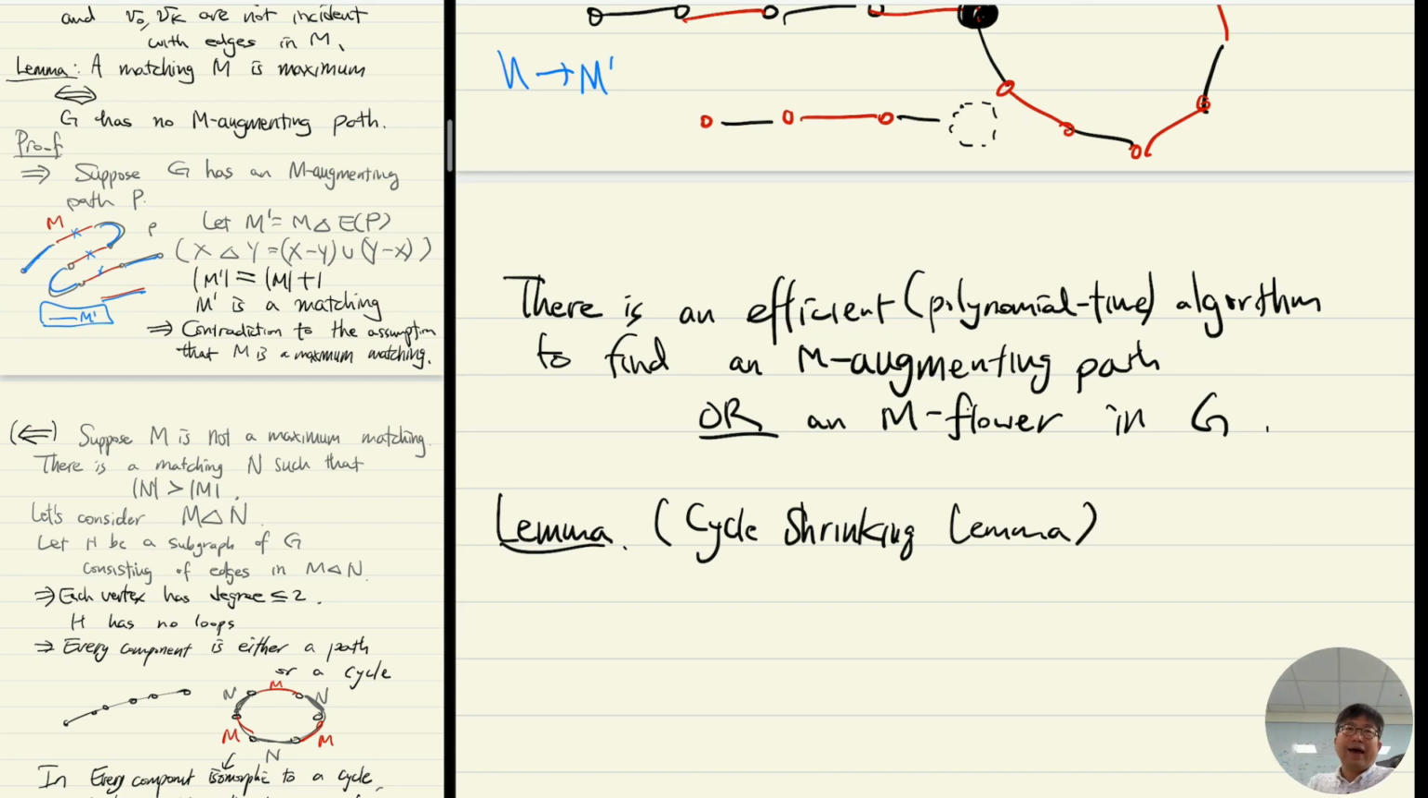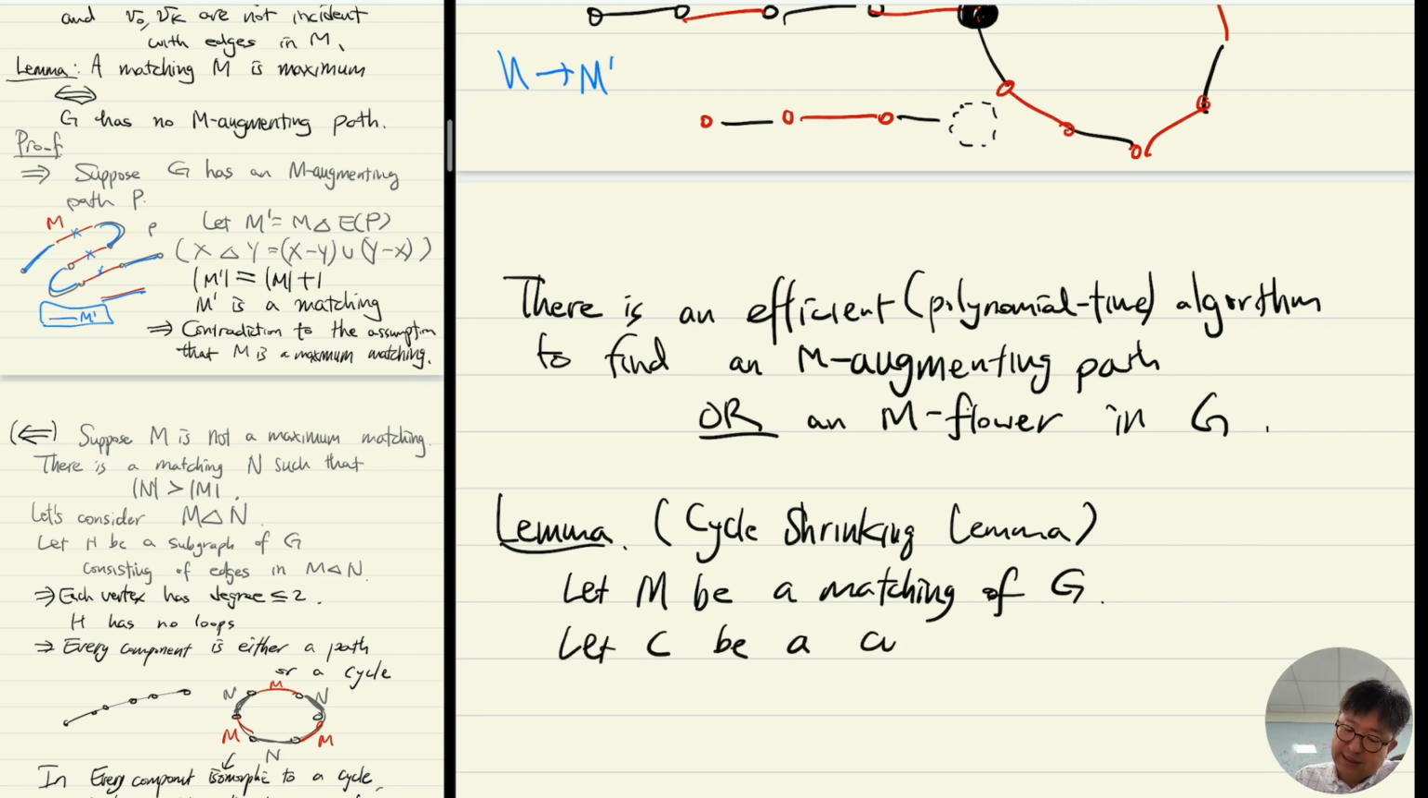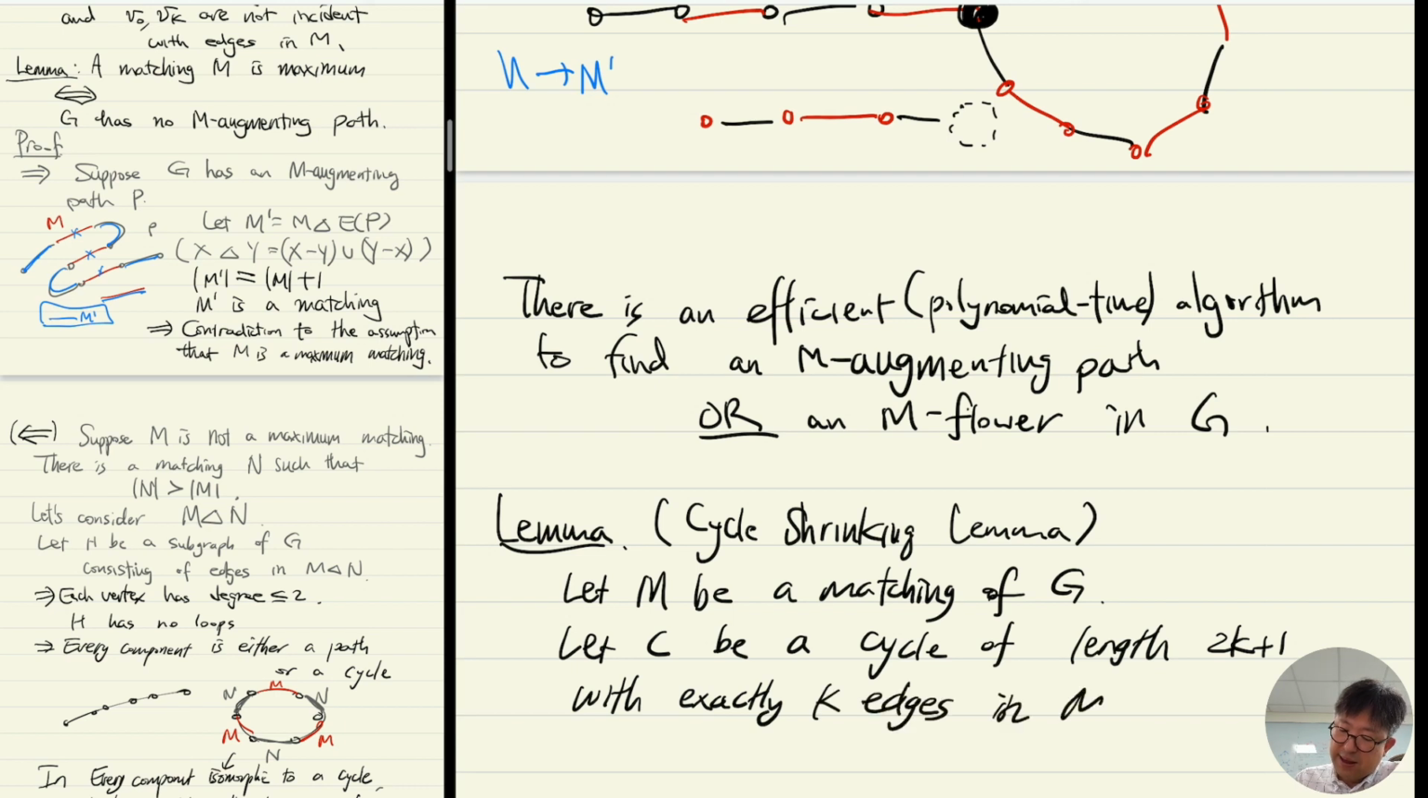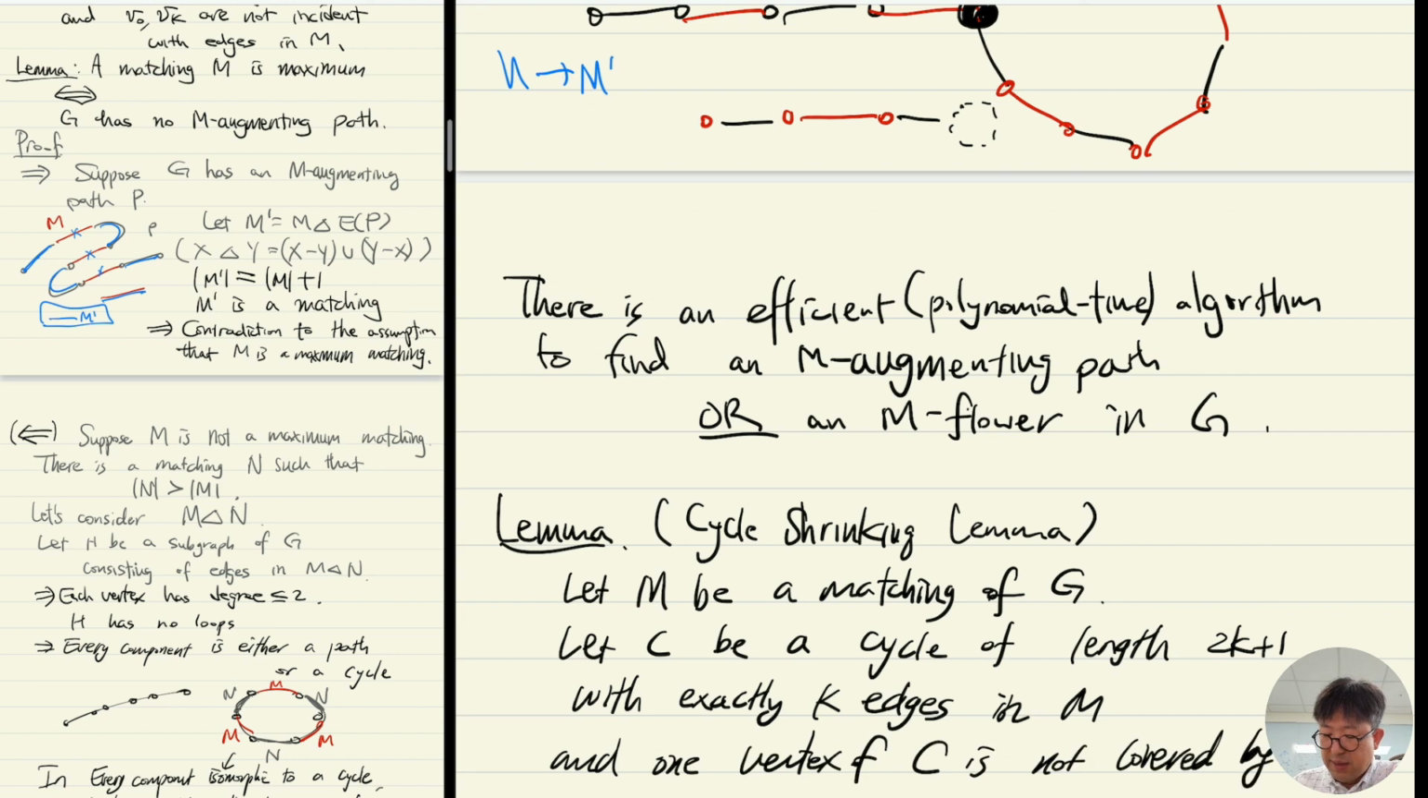Okay. And here's the situation. So let M be a matching of G and C be a cycle of length 2k plus 1 with exactly k edges in M and one vertex of C is not covered by M.